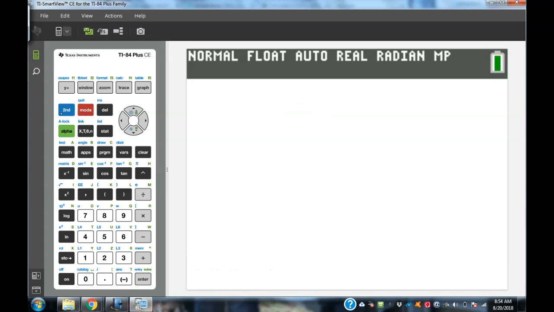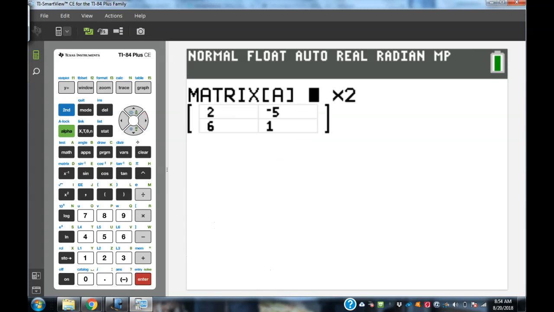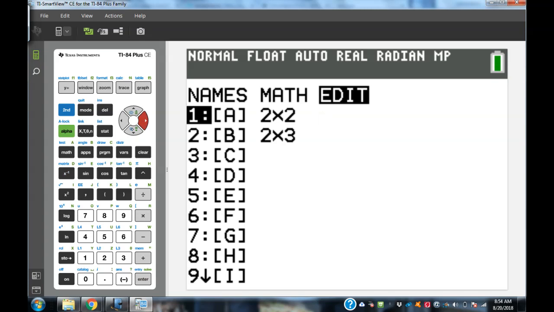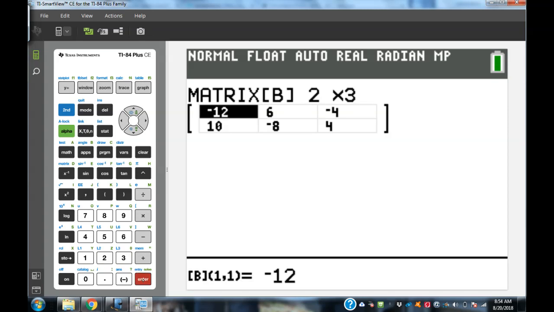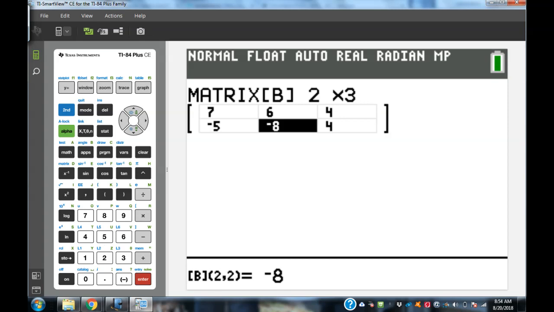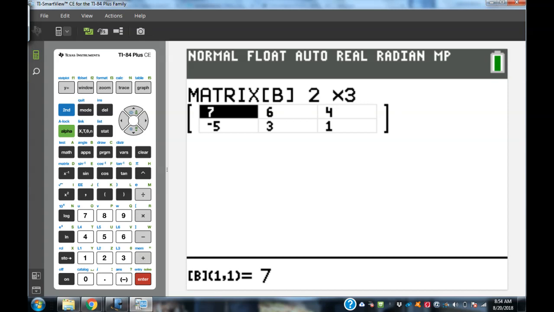Quit. Go back to matrix. Go to edit. I'm going to go to matrix B. It's a 2 by 3. This one happens to already be a 2 by 3, but it doesn't matter. I'm just going to go across there. 7, 6, 4, -5, 3, 1. Make sure you got all your signs the same as what we wrote down. We got matrix A and matrix B.